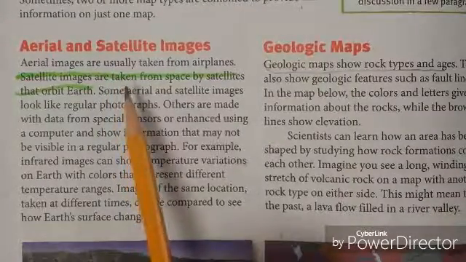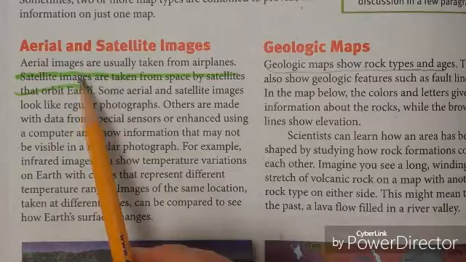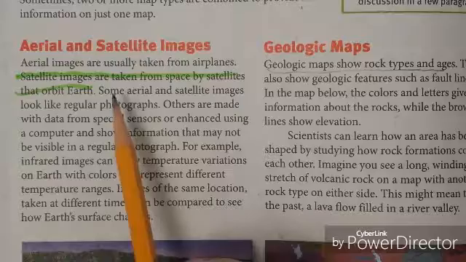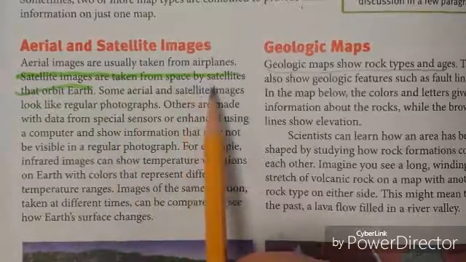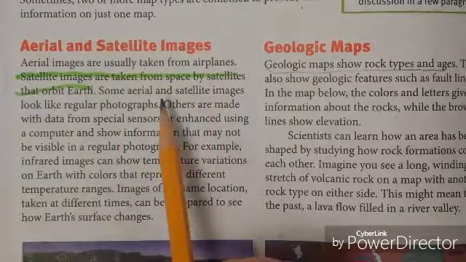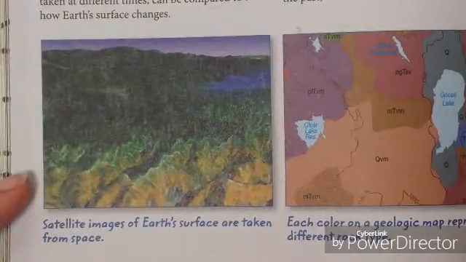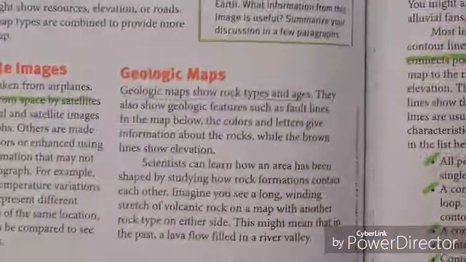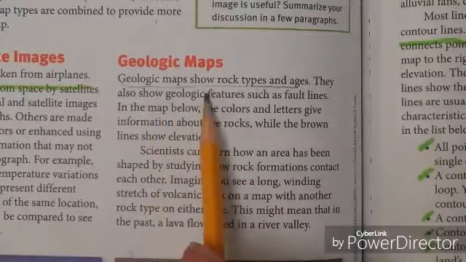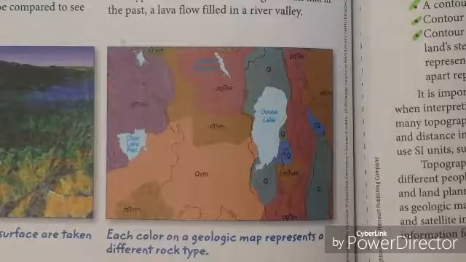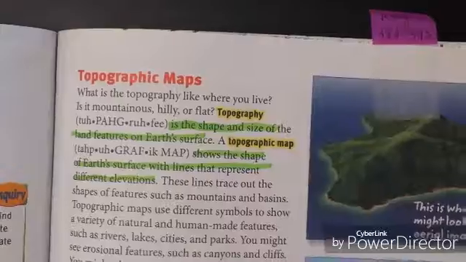Something that's not a map, but we still find very useful, are aerial images. So if you ever go to Google Earth, you've seen aerial images, satellite images. These are images that are taken from space by objects orbiting Earth, which is satellites. So here's an example of a satellite image. Another type of map, not too important for what we're talking about today, but geologic maps show rock types and ages like this map down here. But what we're really focusing on today are topographic maps.